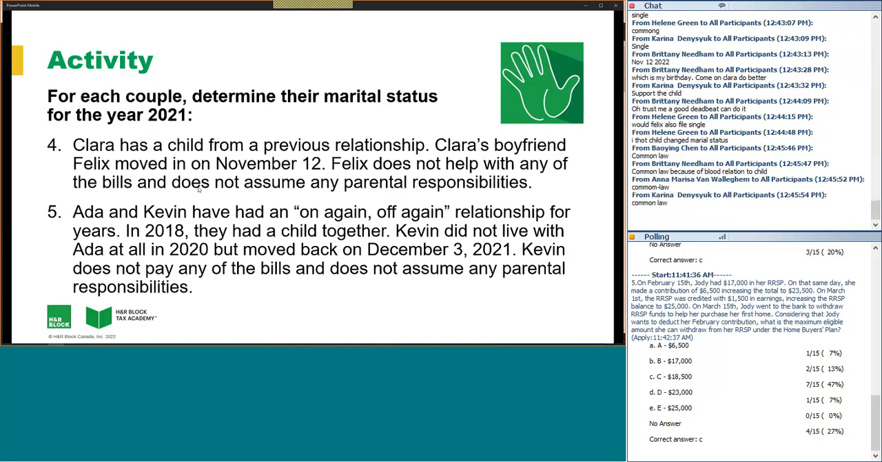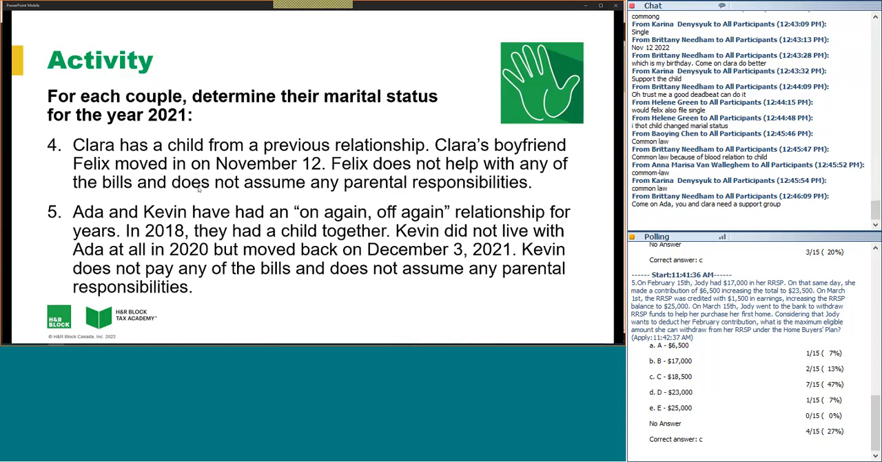Common law, excellent. Because of the blood relationship, even if he's a deadbeat dad, he's living with his child and in a relationship. So now, common law, from December 3rd. And yes, Ada and Clara should get together and have a discussion about the men that they are with. I will say deadbeat dads is the term we use very frequently. It can go the other direction, but in this case, we've picked two examples.